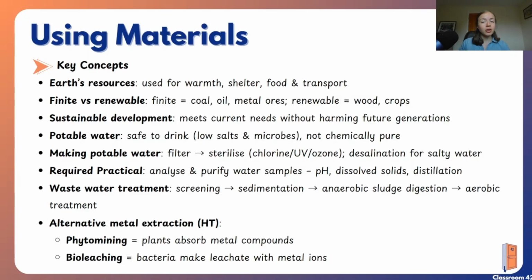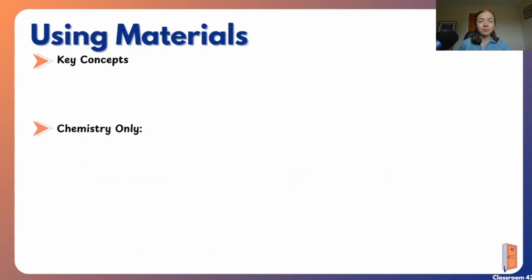So that includes phytomining, which is where plants absorb metal compounds, and bioleaching, which is where bacteria make leachate with metal ions. And those are considered to be slightly more environmentally friendly and sustainable methods of extracting metals than the ones that we've discussed through metal ores and earlier topics.